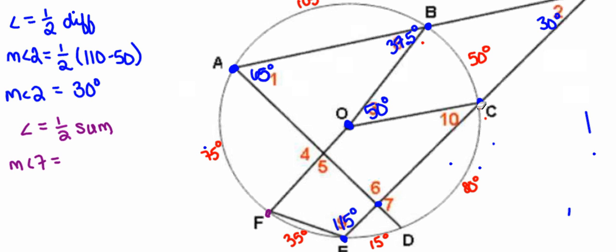Looking at angle 7, one of those two arcs is going to be the arc that starts at C and ends at D, or 80. The other of the two arcs, remember, we find by looking at its vertical angle pair. So its vertical angle is that little purple one over here, and its arc starts at A and ends at E. Its arc is 110. So half the sum of 80 and 110, making the measure of angle 7 equal to 95 degrees.